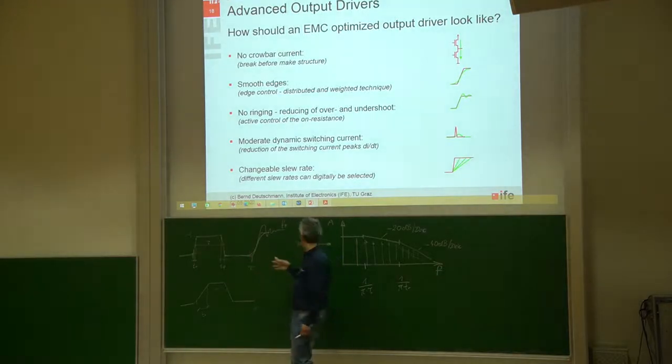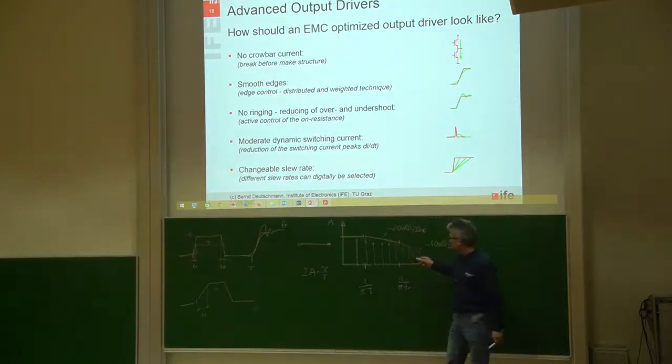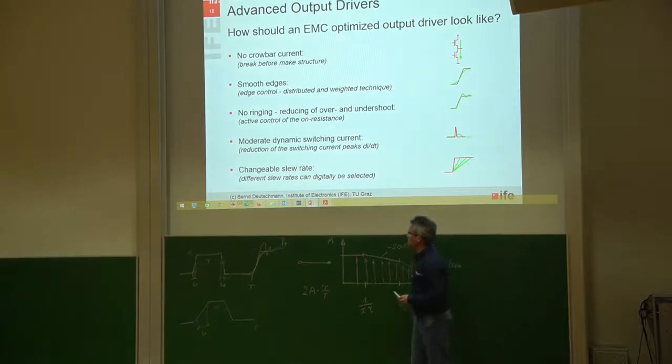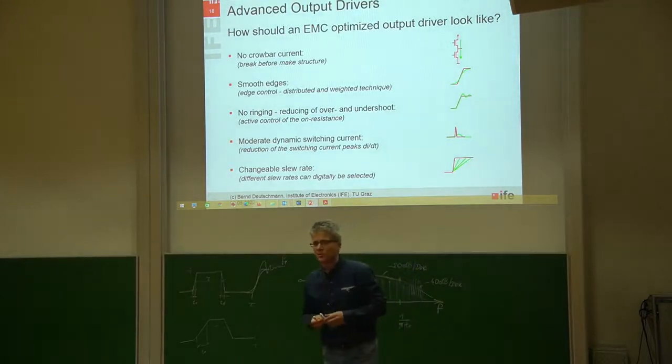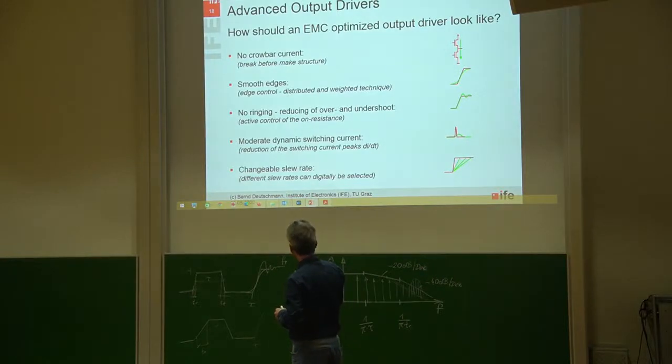And very often in the electromagnetic emission plot, you will see this ringing frequency as a kind of frequency range that is extending out of the typical trapezoidal switching signals. So we can reduce these ringing frequencies. And this can be done by an active control of the resistance. Now we are here at the resistance. Yeah, moderate the dynamic switching current.